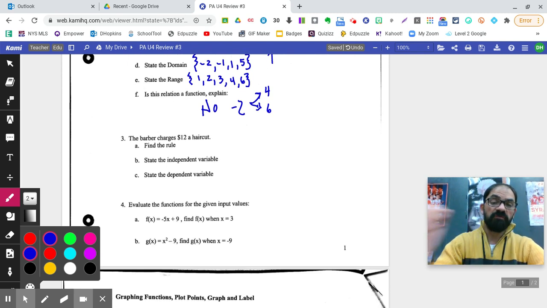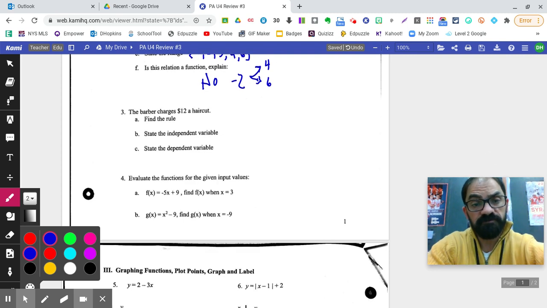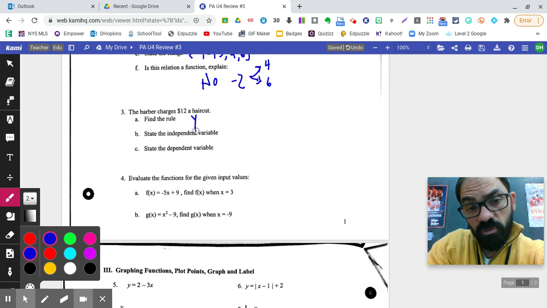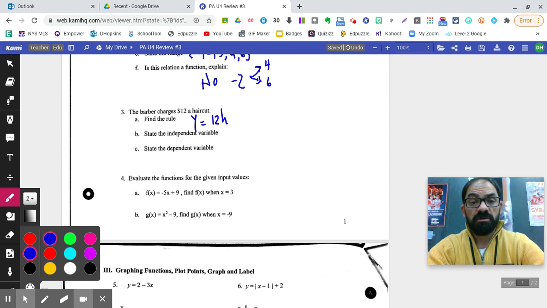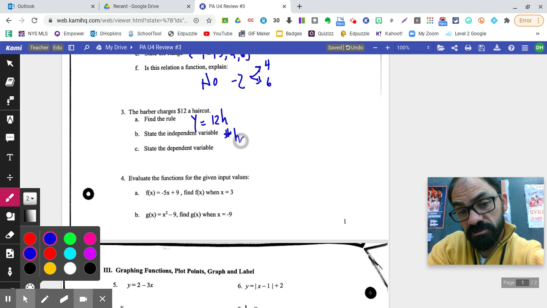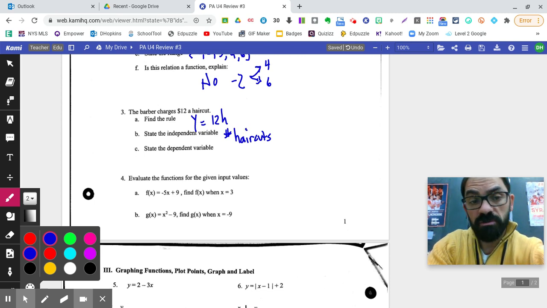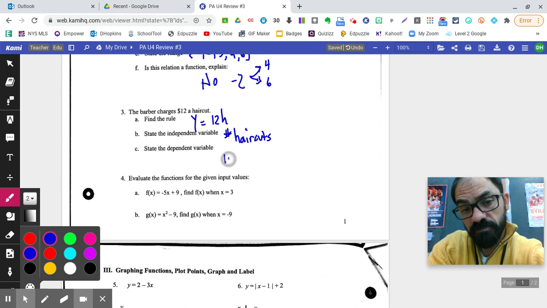Okay, the barber charges $12 for a haircut. Write a rule. So remember, a rule is just an equation. I could say y equals 12h. So he gets $12 for every haircut. So the independent is the x variable, in this case h. So the independent variable is number of haircuts. The dependent is your pay or cost or income, however you want to write that. Total amount made, how's that?